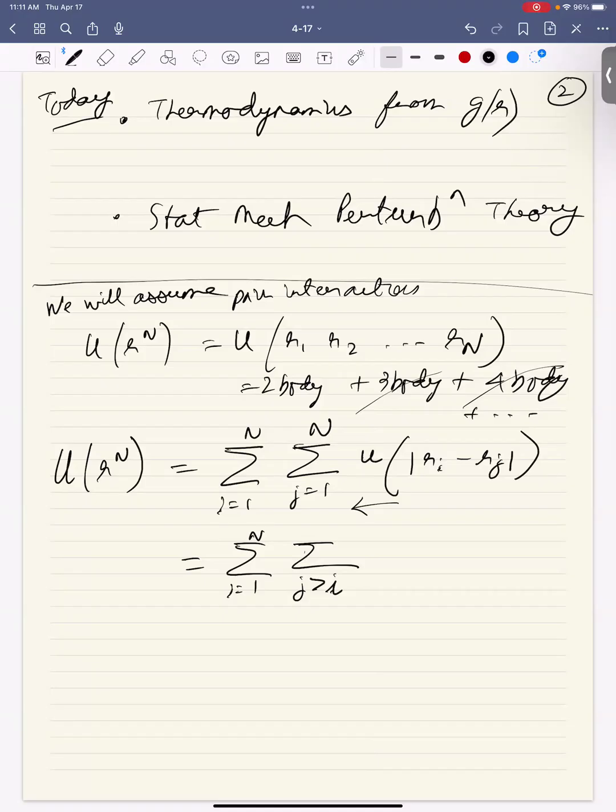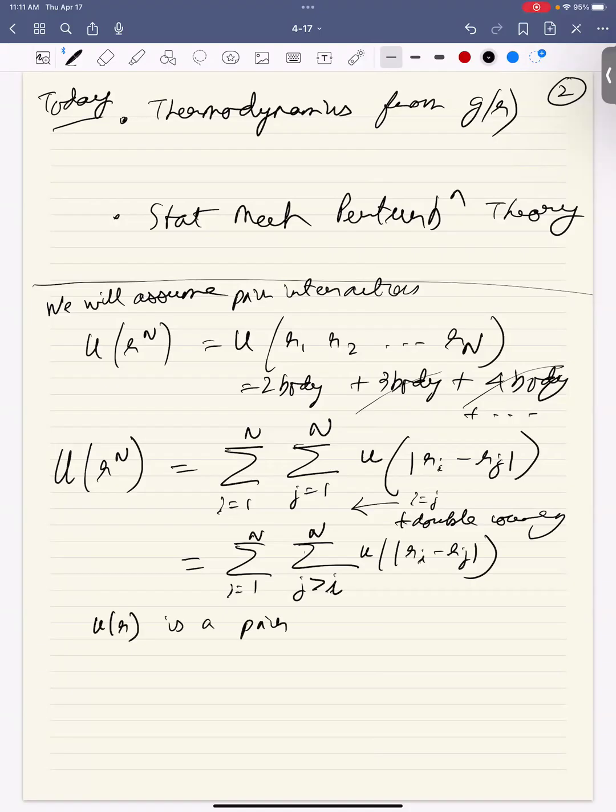So really, i equal to j is a problem, plus double counting is happening, right? So the best way to write it, you cannot just divide by half. You have to write it this way: j more than i, and then you are doing u of Ri minus Rj. So this u, small u, which depends on some small r, which is a distance, is a pair potential.